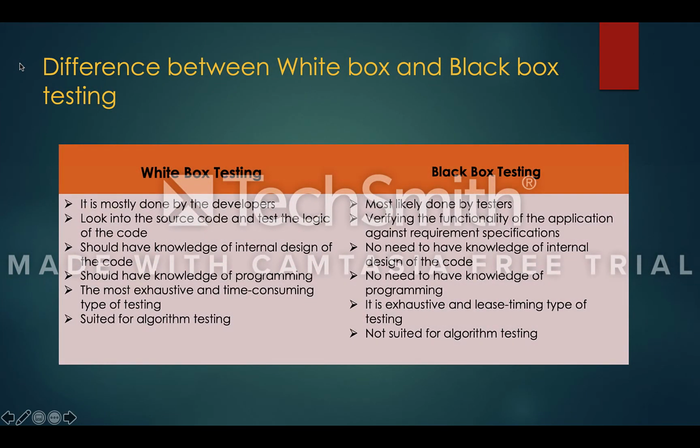Next, we see the differences between white box testing and black box testing. White box testing is done by developers and black box testing is done by our testers. Under white box, they have thorough knowledge of the internal design of the code, but under black box, there is no need to have knowledge of the internal design and code. So black box is suited for algorithm testing, but white box is not suited for algorithm testing.